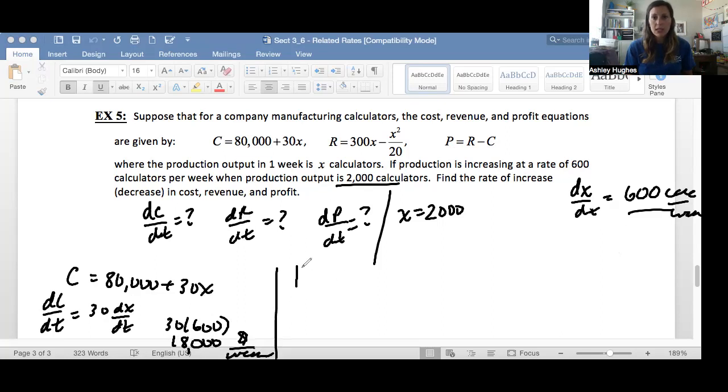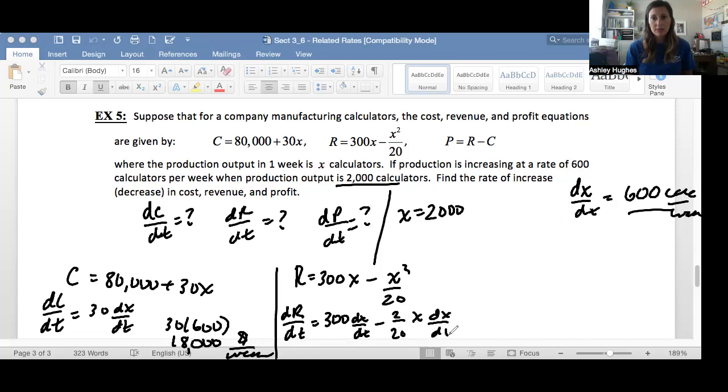Now R is this guy here. R is 300x minus x squared over 20. So dR/dt would be 300 dx/dt minus, bring the 2 down, so 2 over 20 x dx/dt. 2 over 20 is 1 over 10. So now I'm going to plug in my values. 300 dx/dt is 600, minus x at this instant is 2000. We didn't have to use that in the last one because x went away, and then dx/dt is 600.